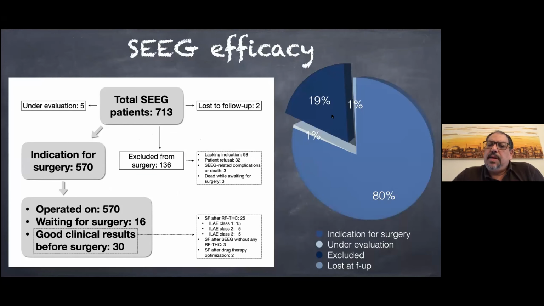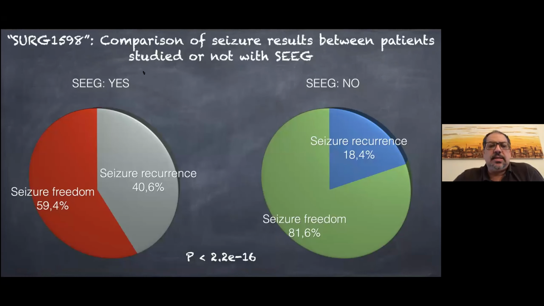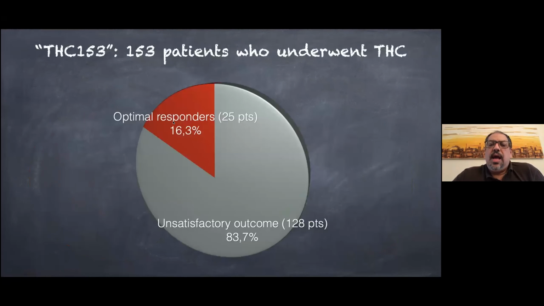The percentage of patients that after SEEG are discarded from surgery is still too high. We have to work on this. On seizure results, we have about 60% of seizure-free patients after SEEG against 80% in patients not studied with invasive recordings. This is, of course, related to the fact that SEEG patients are more challenging. We have a small percentage of optimal responders with thermal ablations.